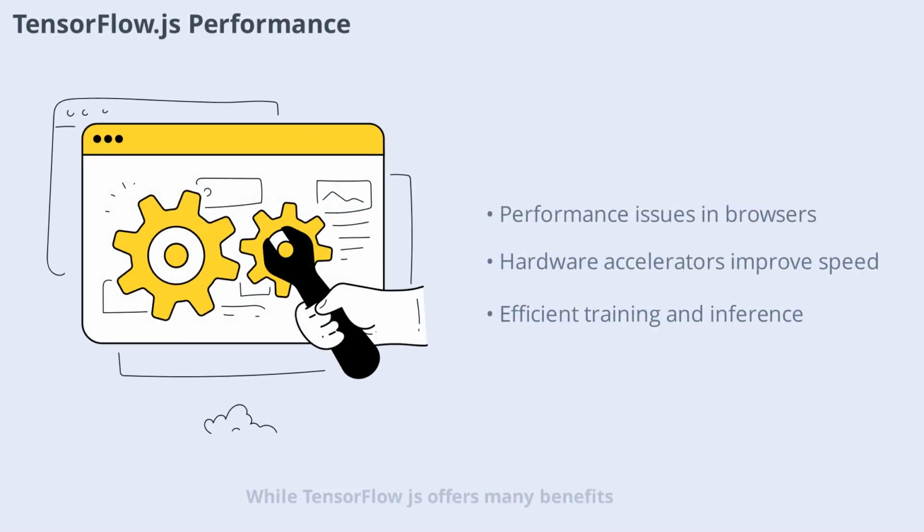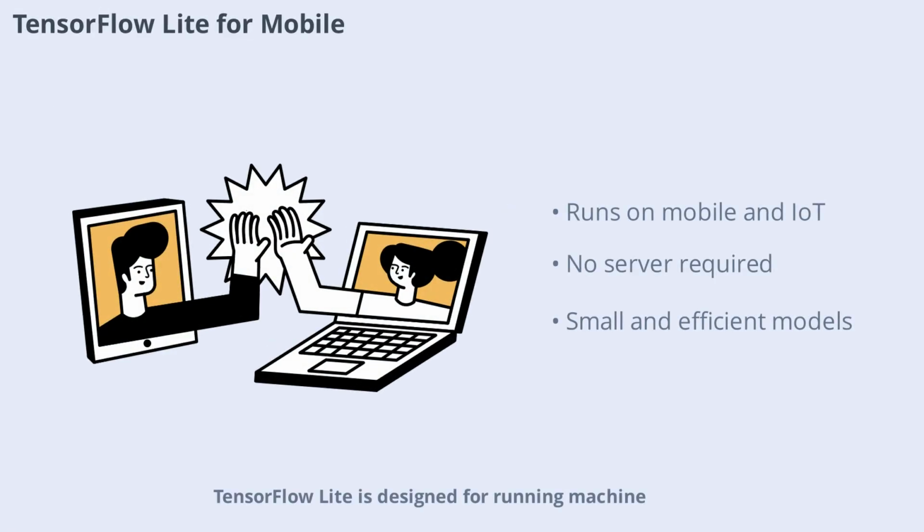While TensorFlow JS offers many benefits, it can face performance issues due to browser limitations. Modern browsers now support hardware accelerators like WebGL and WebGPU, improving performance. This makes TensorFlow JS a strong choice for deploying models on the web, leveraging local hardware for efficient training and inference. TensorFlow Lite is designed for running machine learning models on mobile devices and IoT platforms. It doesn't require a server, ensuring privacy and reducing latency.